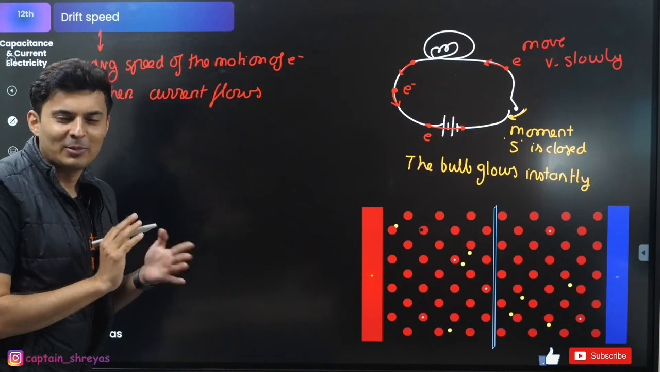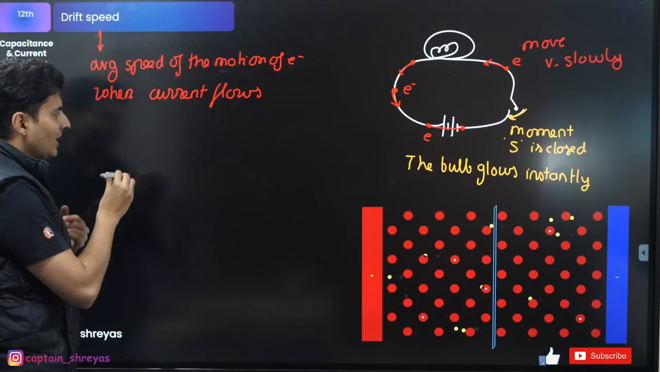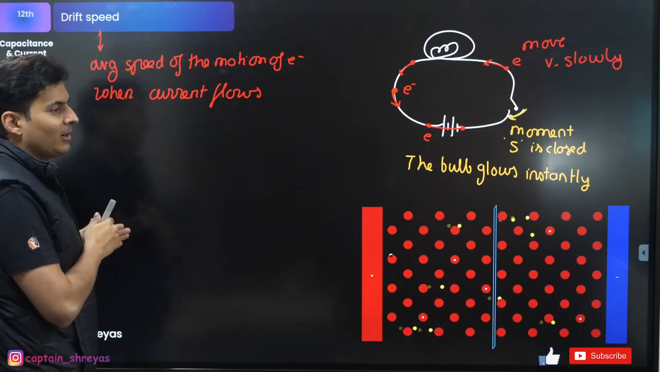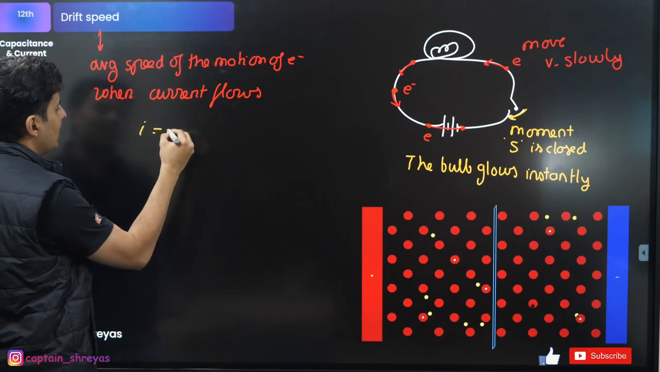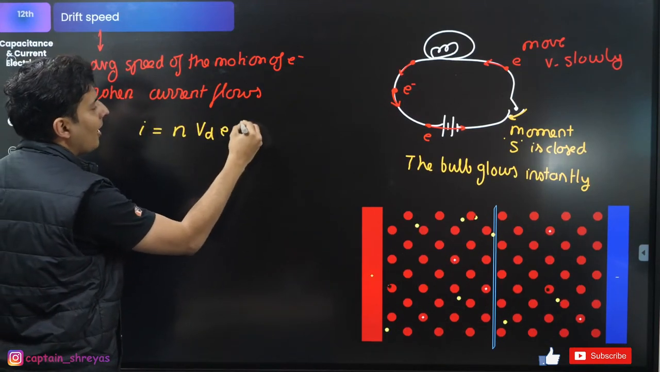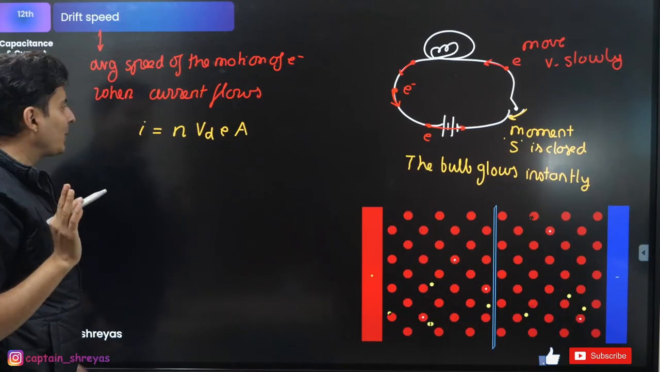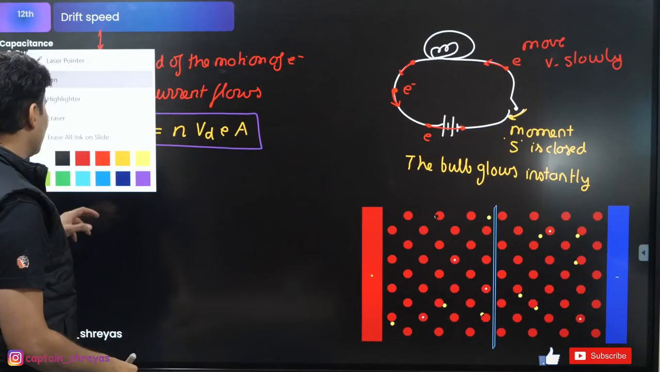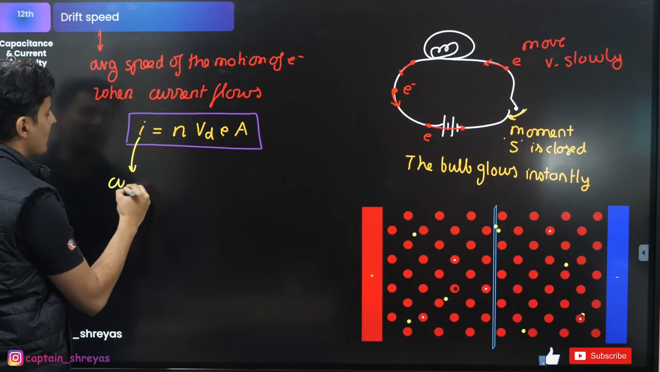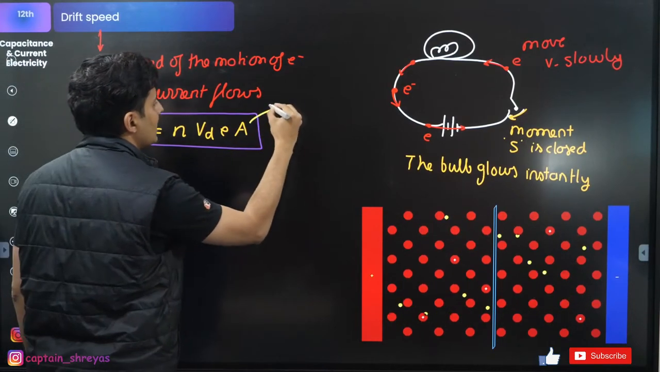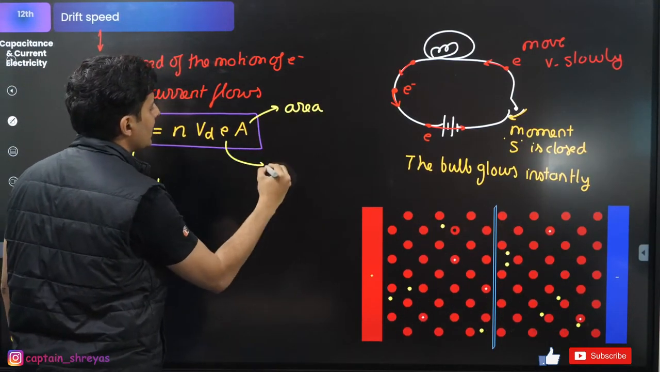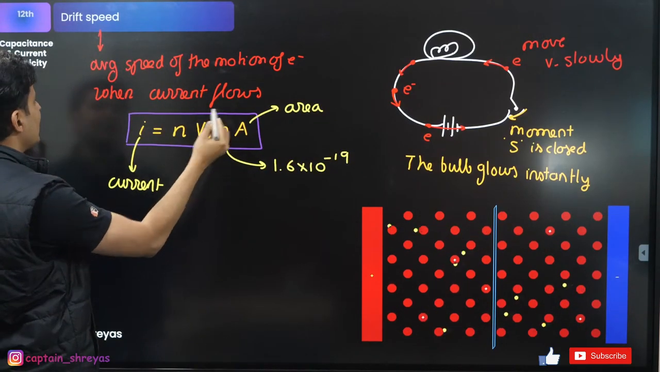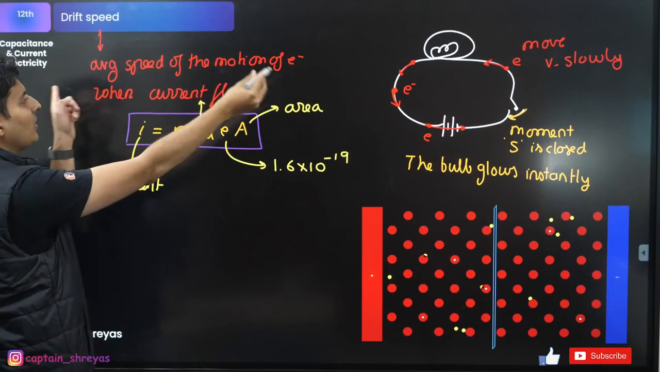The formula for that is very easy, guys. Many of you know this already because I have told it, but if you remember the graphics card company called NVIDIA, it becomes very easy to remember the formula. Current is nevd. That's it. So what are the different terms? I is your current. A is the area. E is 1.6 times 10 to the power minus 19. VD is your drift speed, or drift velocity.